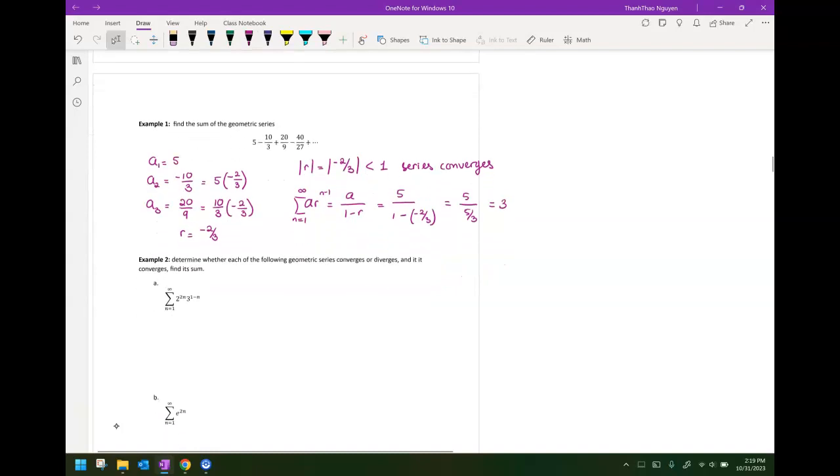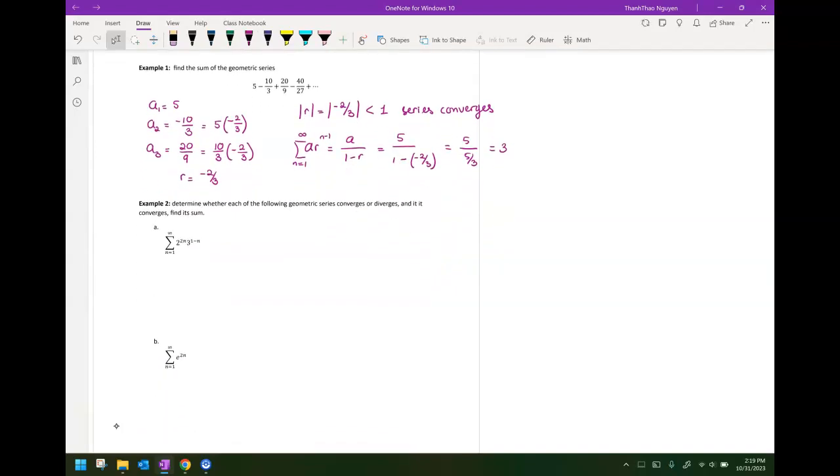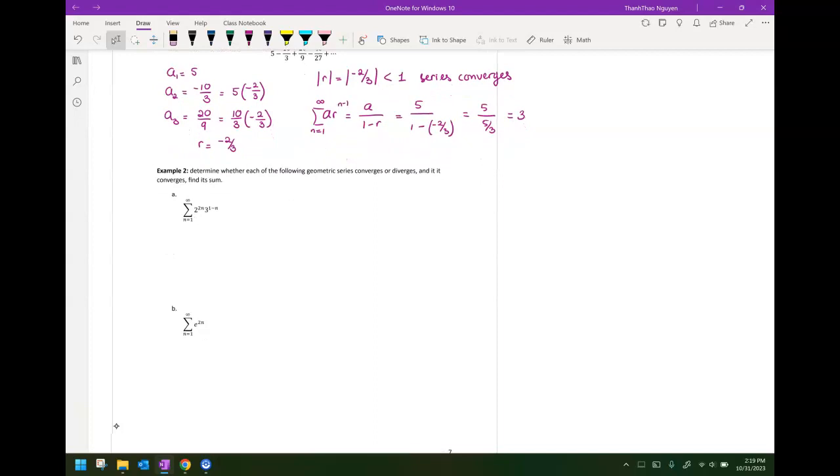Determine whether each of the following geometric series converge or diverge. If it converges, find its sum. So the sum from n equals 1 to infinity of 2 to the 2n times 3 to the 1 minus n. First of all, we need to put it into the form of a times r to the n minus 1. So I can rewrite this as the sum from n equals 1 to infinity of 2 to the 2n times 3 to the negative n minus 1.